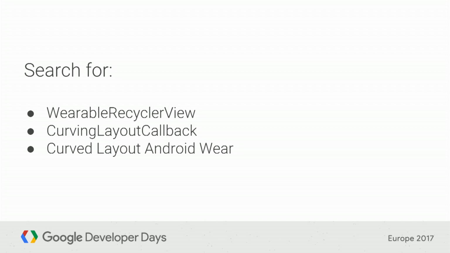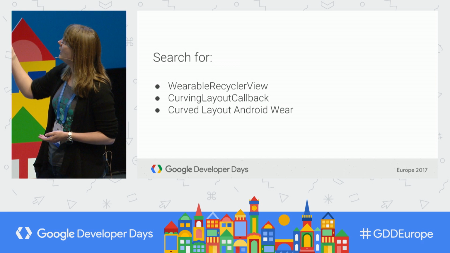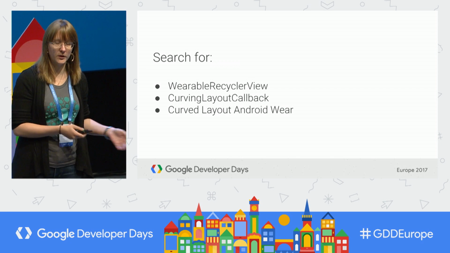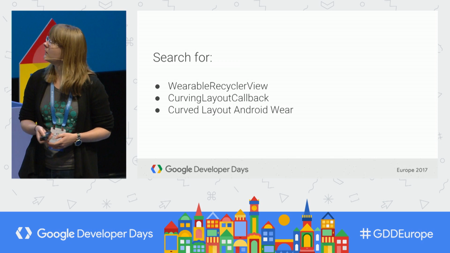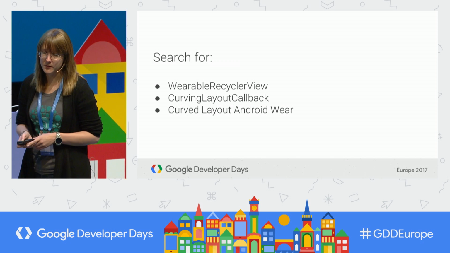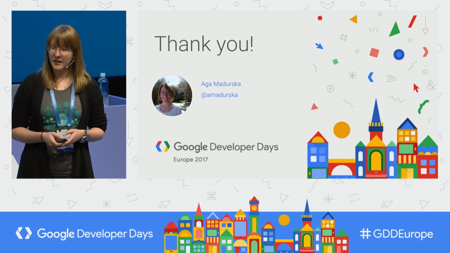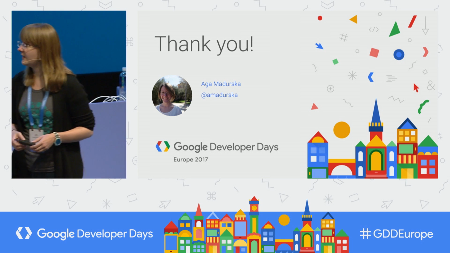So to learn more about this API, you can search for wearable recycler view, the curving layout callback, and generally curved layout Android Wear. It's in the developer documentation, and obviously you can just Google it. There's plenty of stuff on Stack Overflow. So that's all for me. I hope this is going to be helpful. And with that, I'll hand over to Dan.